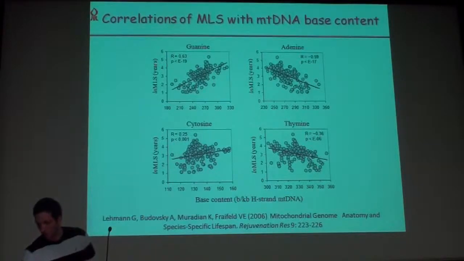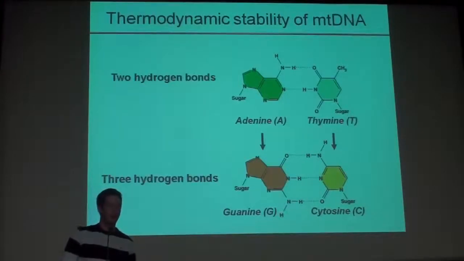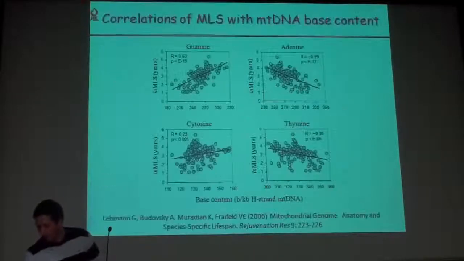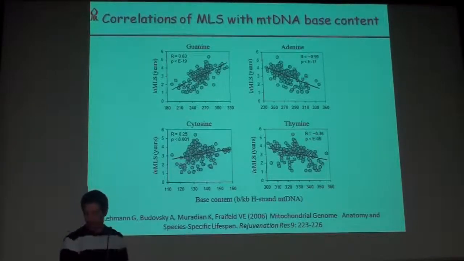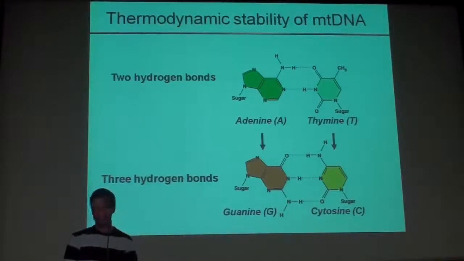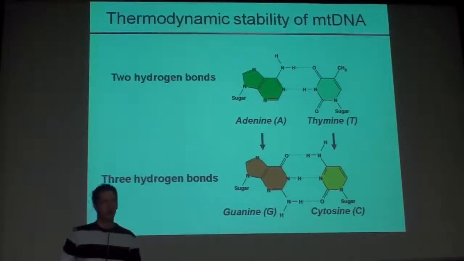So this was, we found it in 2006 and already presented it in the SENS conferences. Okay, let's go on. We think that it could be related to the lifespan because the most obvious difference between GC and the AT pairs is the number of hydrogen bonds. The G and C both correlate positively with the lifespan, while the A and T correlate negatively with the lifespan. The G and C both form 3 hydrogen bonds versus AT, which form 2 hydrogen bonds, and this could be important for example for the thermodynamic stability of the DNA.